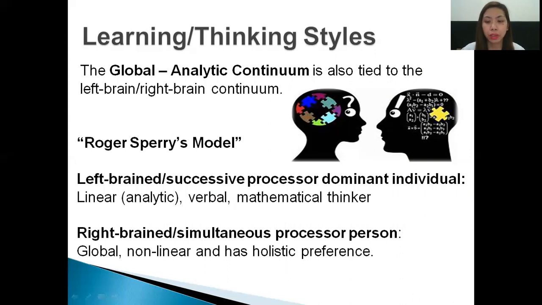In Rogers-Berry's model, the left-brained or successive processor-dominant individual is portrayed as the linear, analytic, verbal, and mathematical thinker, while the right-brained or simultaneous processor person is someone who views as global, nonlinear, and has holistic preference.